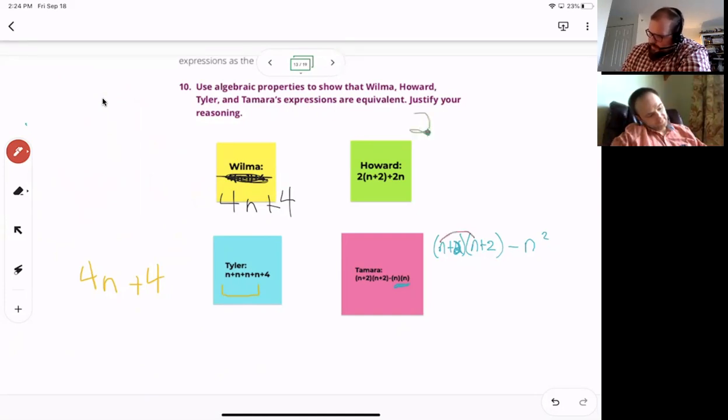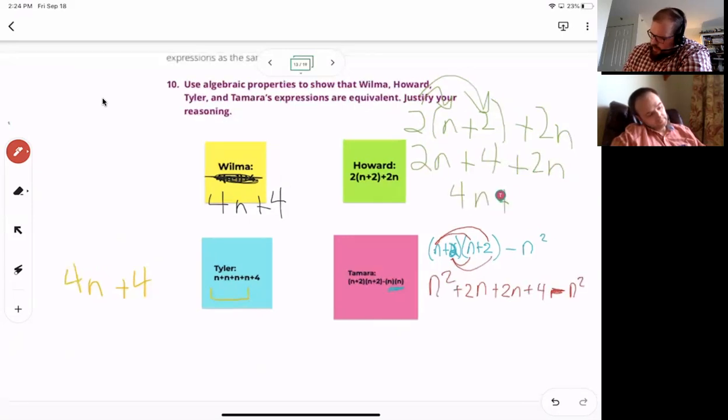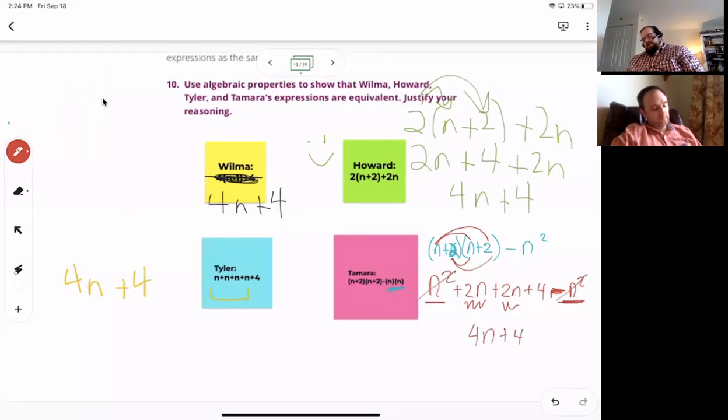So n times n gives me n squared because I've got to use double distribution. N times 2, I only have to use single distribution. 2 times n is 2n, and 2 times 2 is 4. And the other thing that I notice here is that we've got n squared minus n squared. So I think those are going to cancel each other out. That does seem correct. 2n plus 2n is 4n, and then plus 4. Hey, we got to the same place.